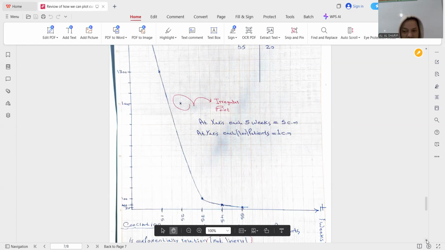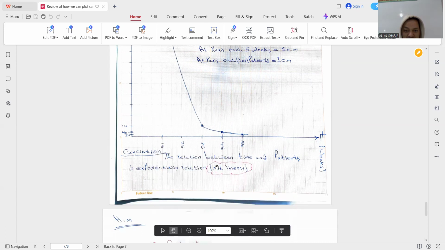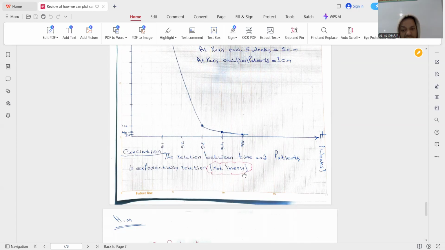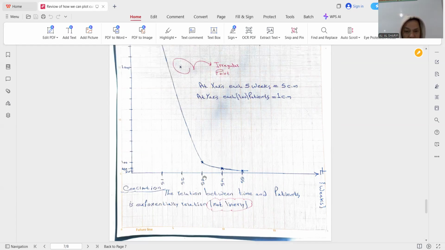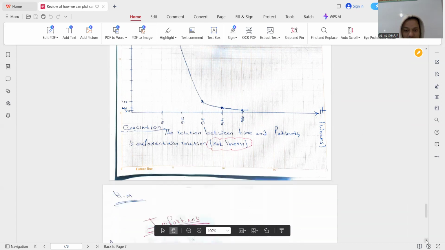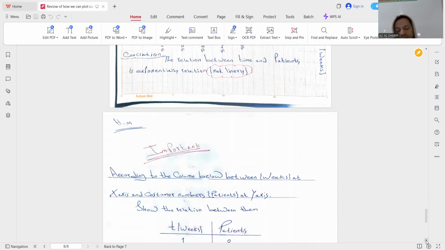Let's go to the conclusion. That means here the relation between time and patients is an exponential relation, a decreasing exponential relation. I forgot to write it here. Decreasing exponential relation, not linear, at week number 35. The result is decreased too much, exponentially decreased from 1,300 to 100. That means every curve has meaning.